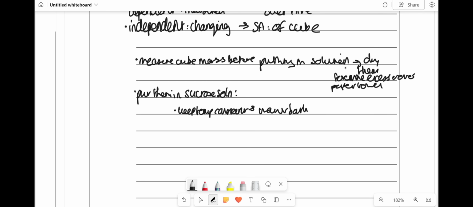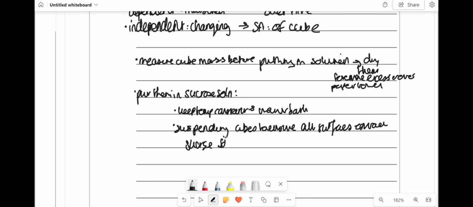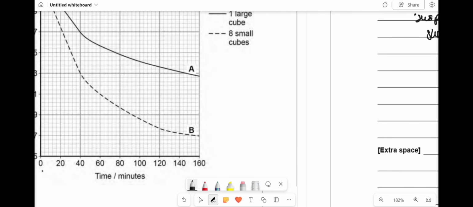Well, it's looking at the surface area of the cube. If I plunk them right at the bottom of here, that surface is not being covered. So suspend the cubes to ensure all surfaces contact the water, also the sucrose solution. And then as well as that, the data shows that it's been done in times every 20 minutes.